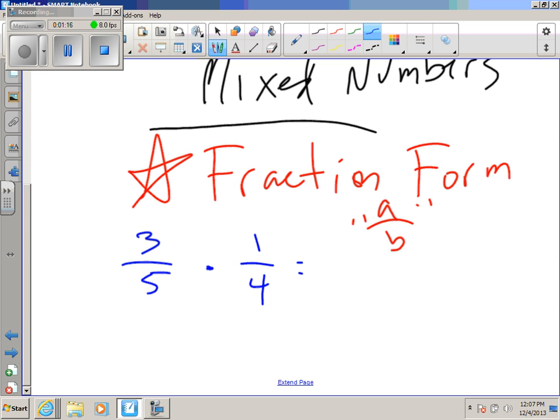3 and 4 don't have any of the same factors that I can divide them by. Neither do 1 and 5. So I just got to go straight across. 3 times 1. And then 5 times 4 is 20. And if 3/20 is in simplest form, then I'm good to go.